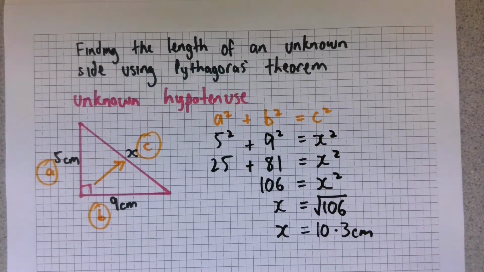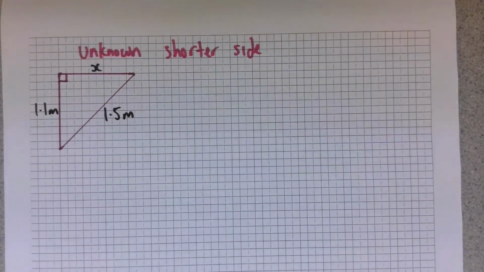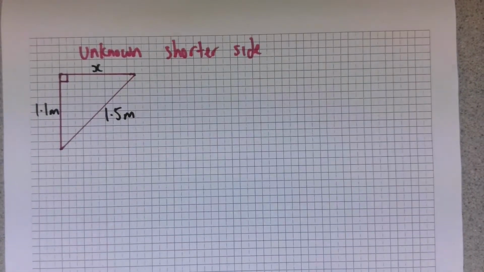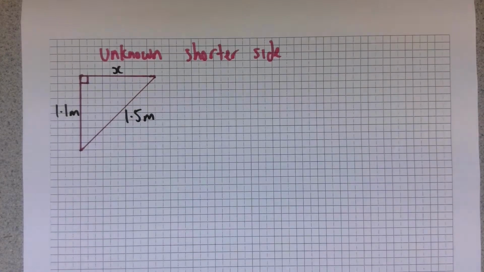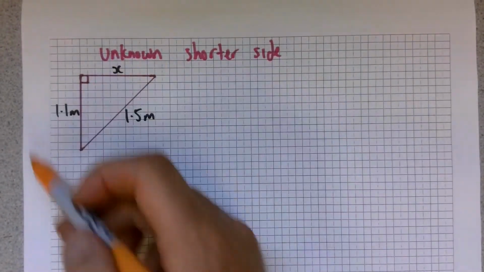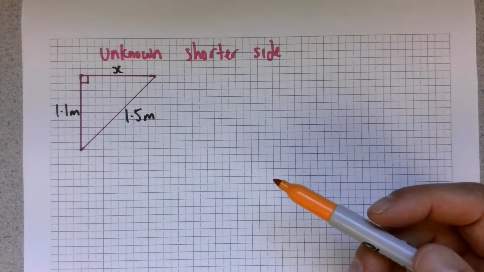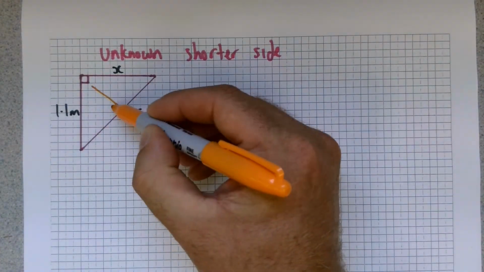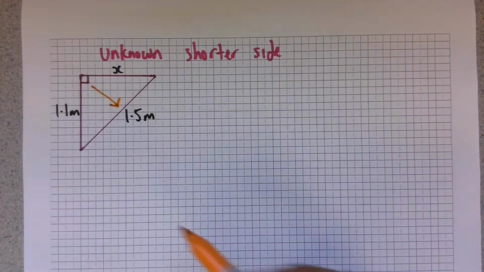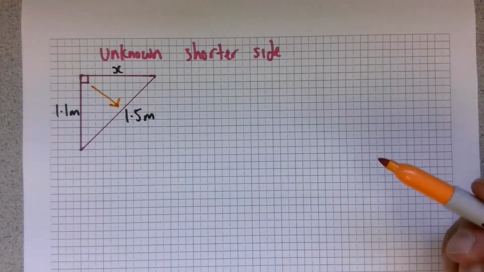Okay. The second example I wanted to show you today was finding an unknown if it was a shorter side. A similar process. We've got our right angled triangle here. In this case, we do have the value of the hypotenuse. The longest side here is 1.5 meters.